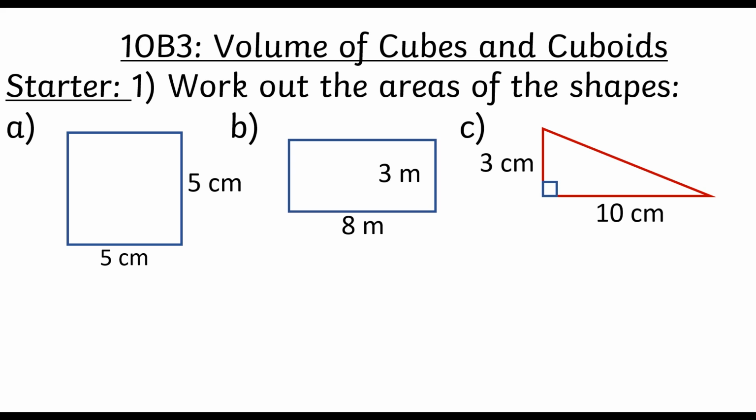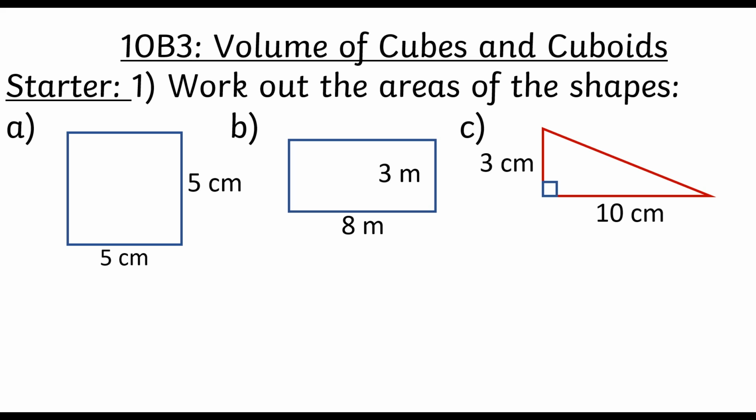Hello, in this video I'm going to go over volume of cubes and cuboids, but to start with we're going to just review what we did last time on area and perimeter. So as a starter I'd like you to work out the area of these shapes. So we have a square, a rectangle and then a triangle. So pause the video, have a go, and then when you're ready for the answers, press play.